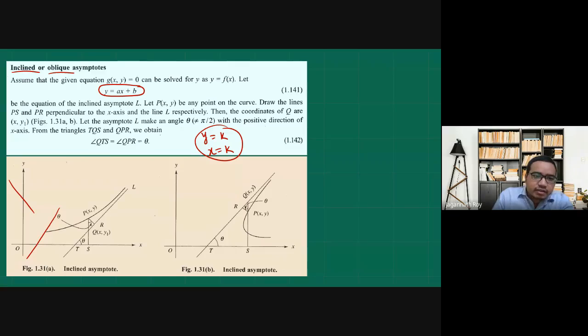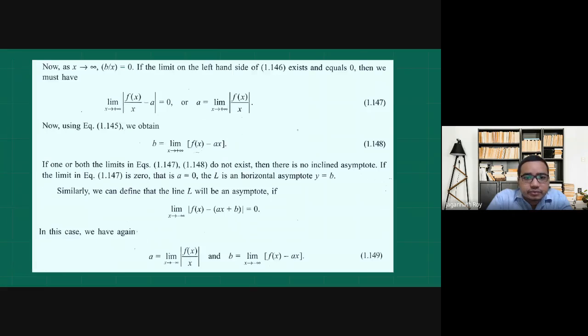So for inclined lines, the equation of the asymptote will be y equals ax plus b. That's it. The derivation is actually, if you are interested, you can go through it. But I'll just tell how to find the final formulas. Note that ax plus b is our target. We have to find it.